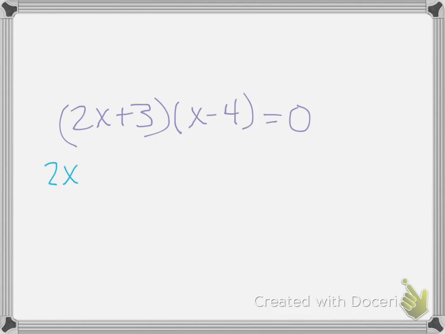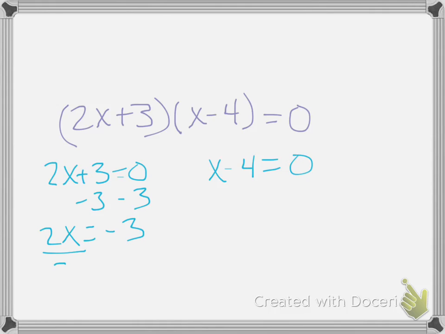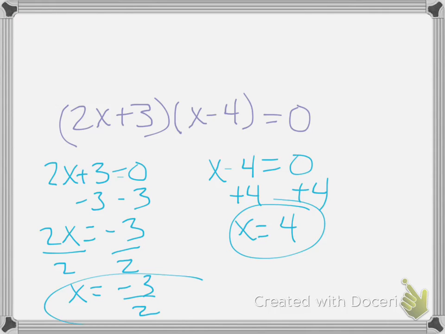So 2x plus 3 equals 0, x minus 4 equals 0. Subtract 3 from both sides, so we get 2x equals negative 3. Divide by 2, so x equals negative 3 over 2. Add 4, so x equals 4. Again, here are my two roots, my two zeros. It's also called zeros because it is on my zero line, so it's where it's crossing my x-axis.